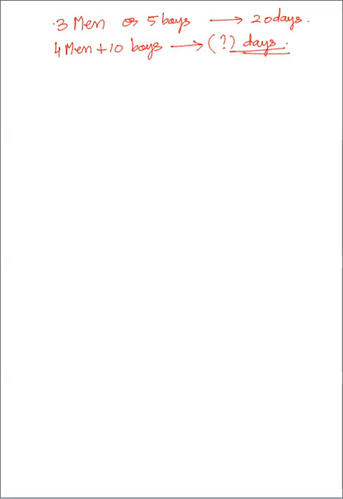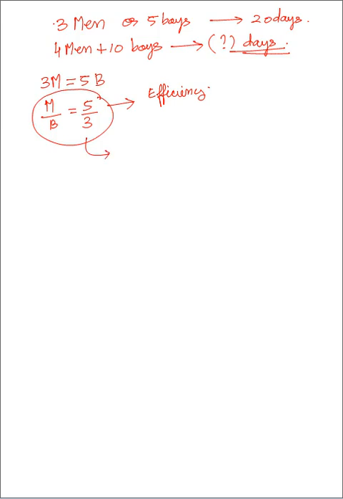Okay, so here basically 3 men is equal to 5 boys, 3m is equal to 5b. So I have to take the ratio. m by b is equal to 5 by 3. Now what is this ratio 5 by 3? It denotes efficiency. Efficiency means this m by b, m is one man. This particular ratio denotes that one man will do a work of 5 units.